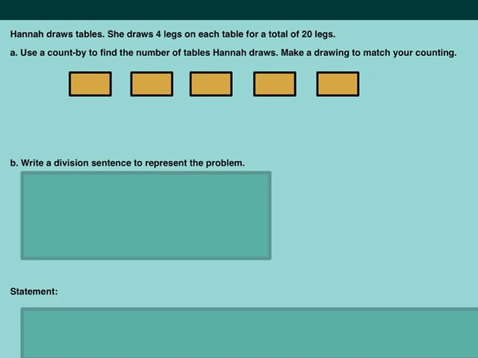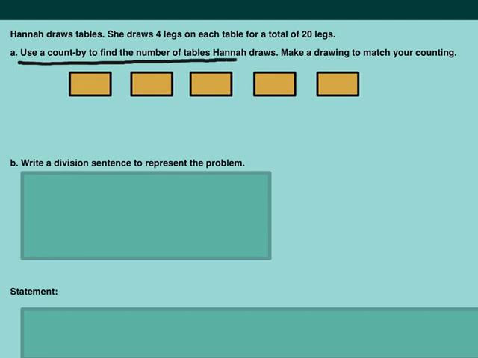The question here is, Hannah draws tables. She draws 4 legs on each table for a total of 20 legs. What is Hannah doing here? Hannah is drawing tables, and on each table she draws 4 legs. So when she draws 4 legs on each table, she gets a total of 20 legs.